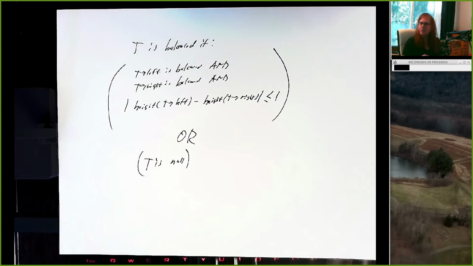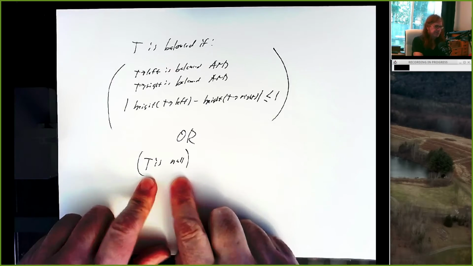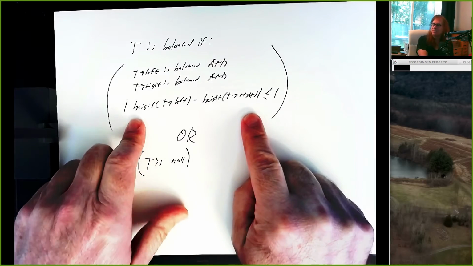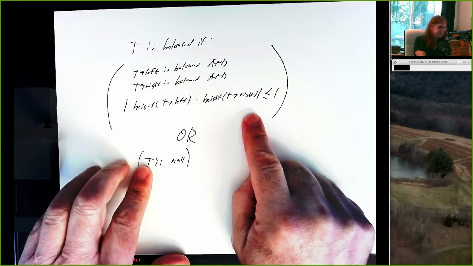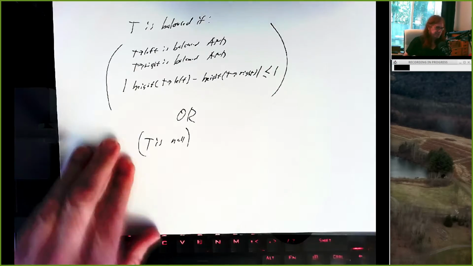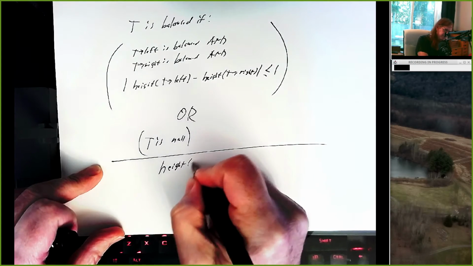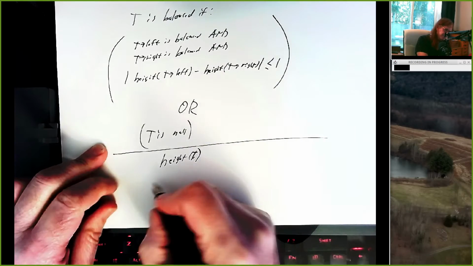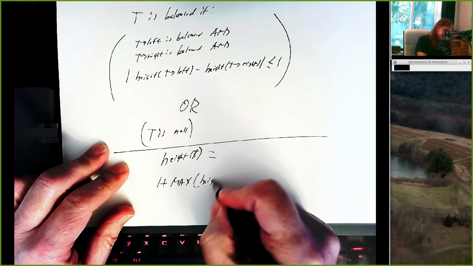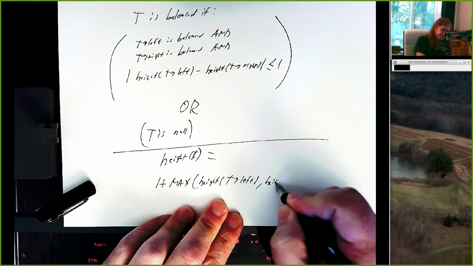So there's 2 ways we can determine that a tree is balanced. If it's null, which is the first thing you want to check, or if all 3 of these are true. The left subtree is balanced, the right subtree is balanced, and the heights of the left and right subtrees are within 1 of each other. Recursive call to balanced here and here, call your height function here. And height of T is 1 plus the largest of the height of the left subtree and the height of the right subtree.